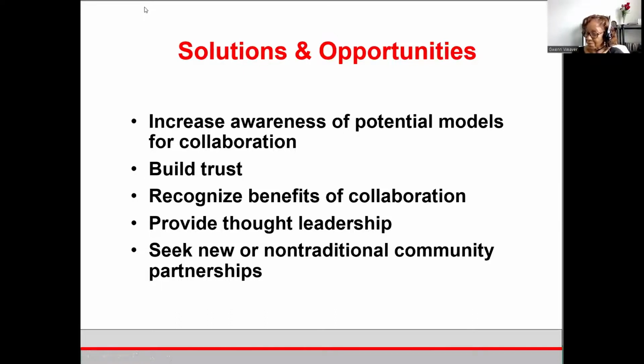But collaborators, for example, in terms of opportunities to build new partnerships or build trust or increase awareness, collaborators could include public libraries or state and local government agencies or educational institutions, faith-based entities.